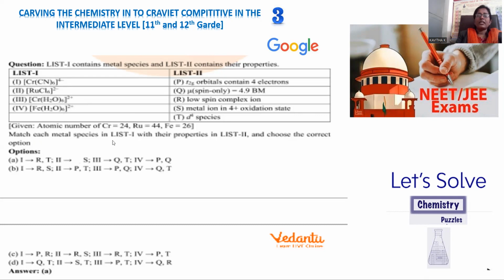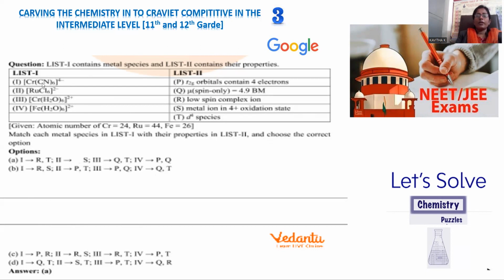Match the metal species of list 1 with their properties in list 2, and choose the correct options. Multiple options may be correct with one complex as well. You can choose multiple options rather than one option. Okay, this is the way we can answer. Among all the options provided, option A is exactly correct. Okay, how can we say option A is correct?